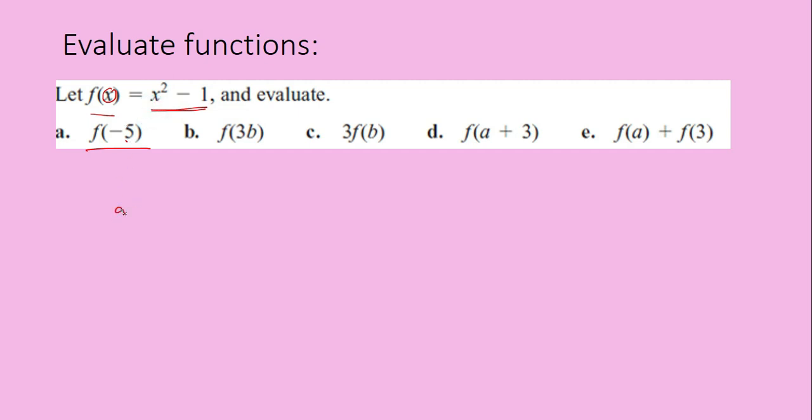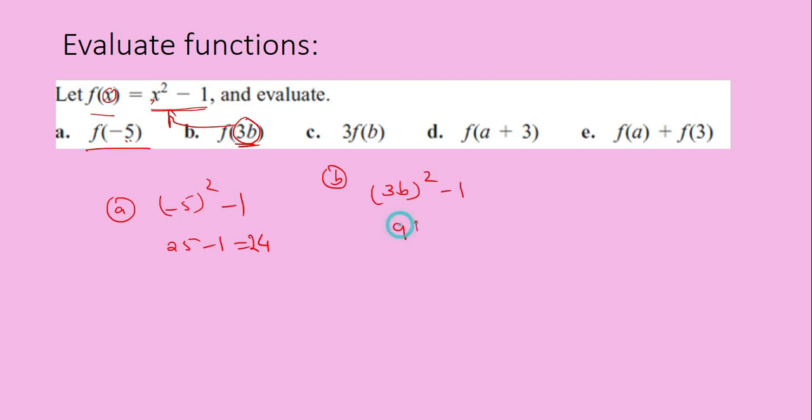So for the first one, a, x will be replaced by negative 5. Negative 5 squared minus 1, which is 25 minus 1, is equal to 24. In the case of b, just use 3b in the place of x. So for b, the answer is 3b whole squared minus 1. You can write it in simplified form as 9b squared minus 1.